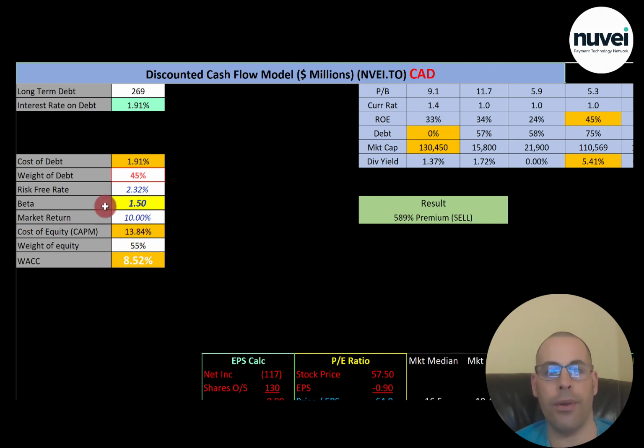Cost of equity is 13.8%, and we use the capital asset pricing model to figure that out. In order to calculate the CAPM, we need the beta. The beta is how volatile the stock is relative to the market. And they have a beta of 1.5, so the stock moves about 1.5 times the market. The higher the beta, the higher the cost of equity. And their WACC is 8.52%, which is a blend of the cost of debt and cost of equity.